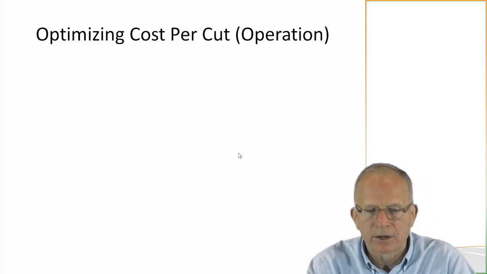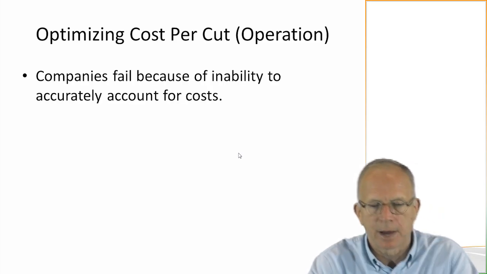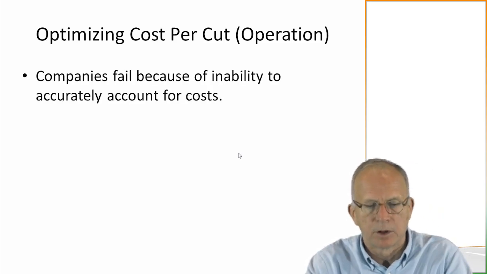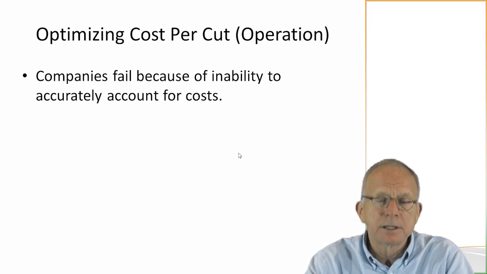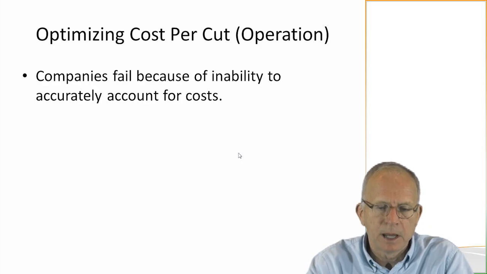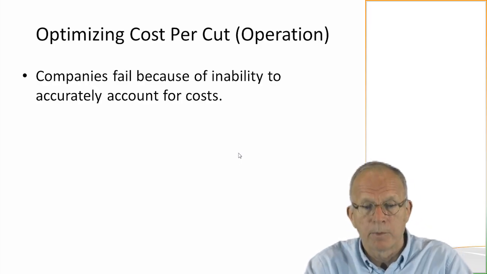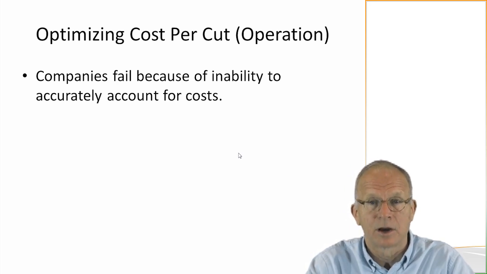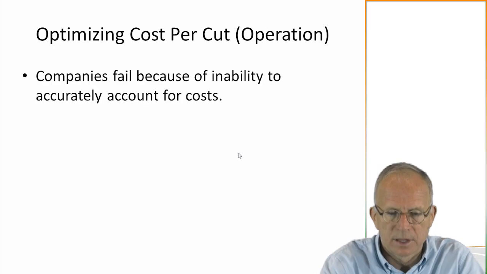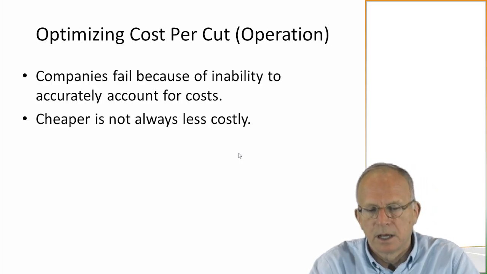So optimizing cost per cut, or it could refer to different kinds of operation with a small change in the variables. This is important, and being able to account for what it costs to perform a manufacturing process is important. If you can't calculate the cost well, companies can fail because of that.